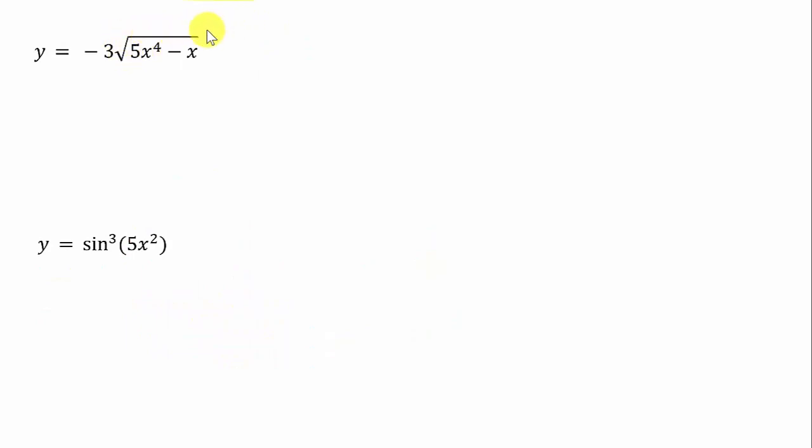Well, this is a square root. And so when we do chain rule, we really just want to write everything as parentheses to a power. So you should know that I can rewrite a square root as the inside to the 1/2 power. That's what a square root is. So it would look like this.